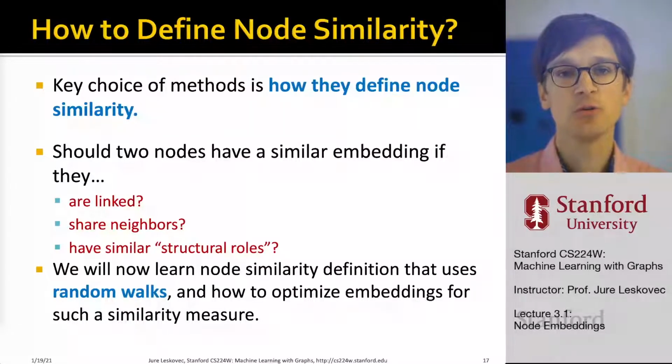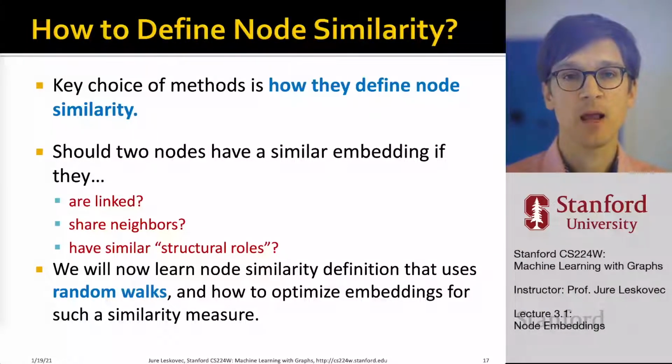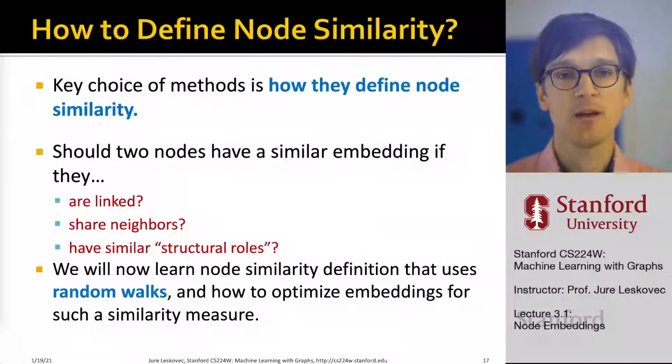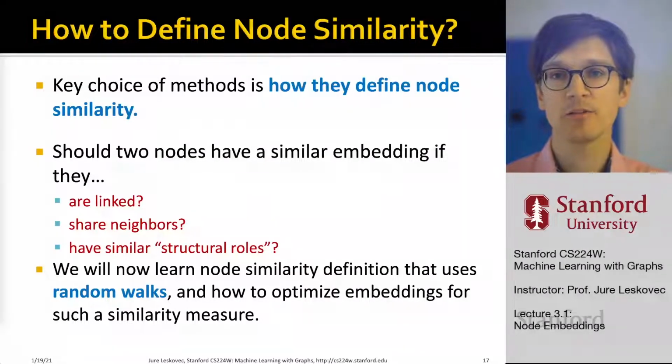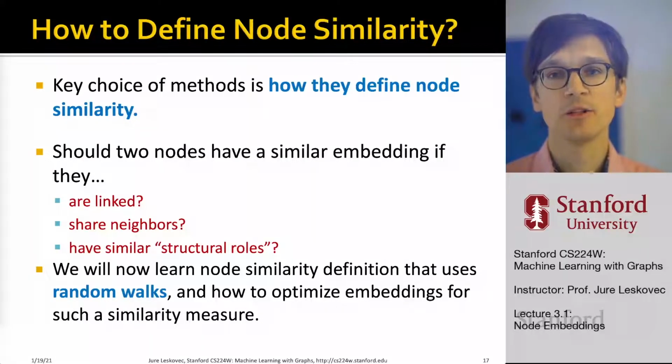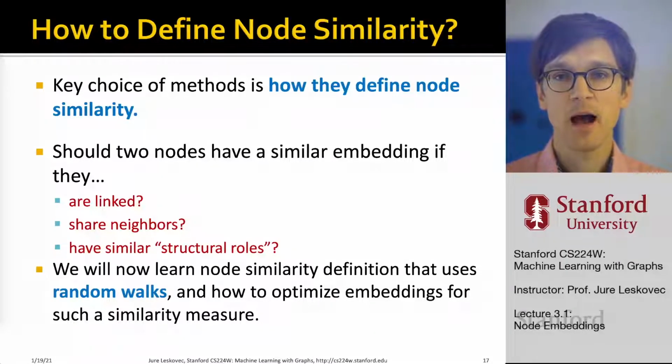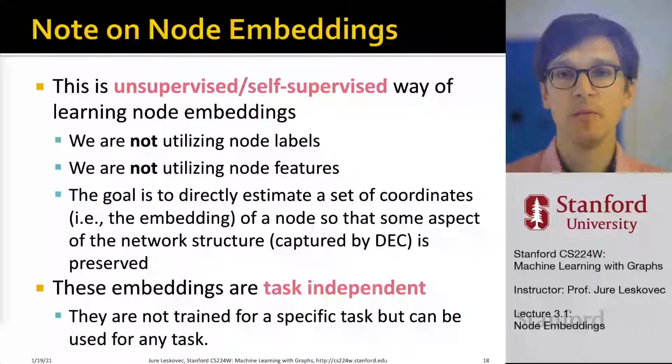And you could ask a lot of different ways how to do this. You could say, should two nodes have similar embedding if they are perhaps linked by an edge? Perhaps they share many neighbors in common, perhaps they have something else in common, or they are in a similar part of the network, or the structure of the network around them looks similar. And the idea that started all this area of learning node embeddings was that we are going to define a similarity of nodes based on random walks, and we are going to optimize node embeddings for this random walk similarity measure. So let me explain what I mean by that.